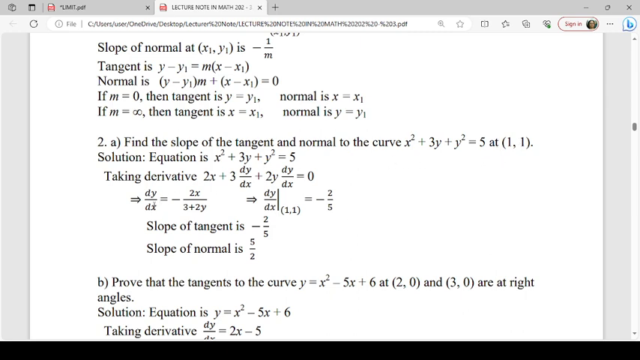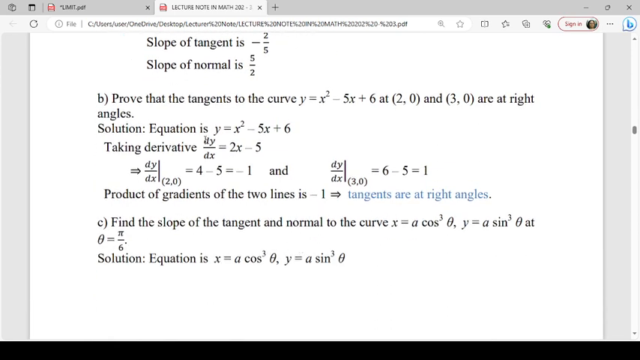So you find dy dx. The slope is this dy dx at the point (1, 1) that we find. So this is the slope of the tangent, and the slope of the normal. This is the proof that the tangents are at right angles.